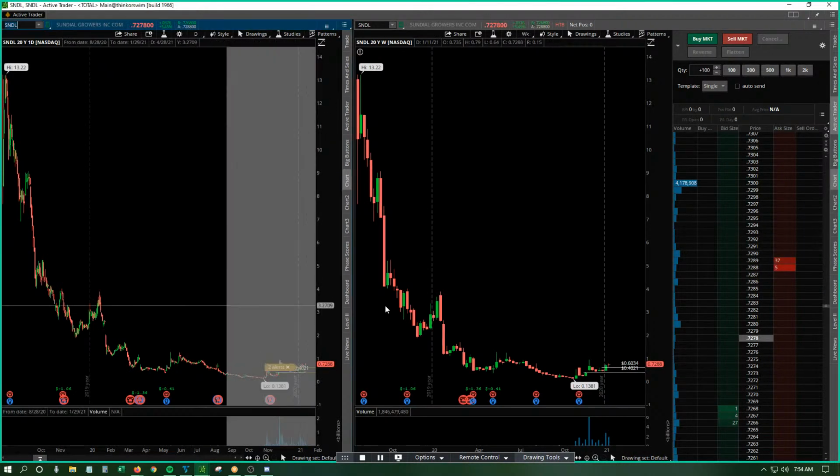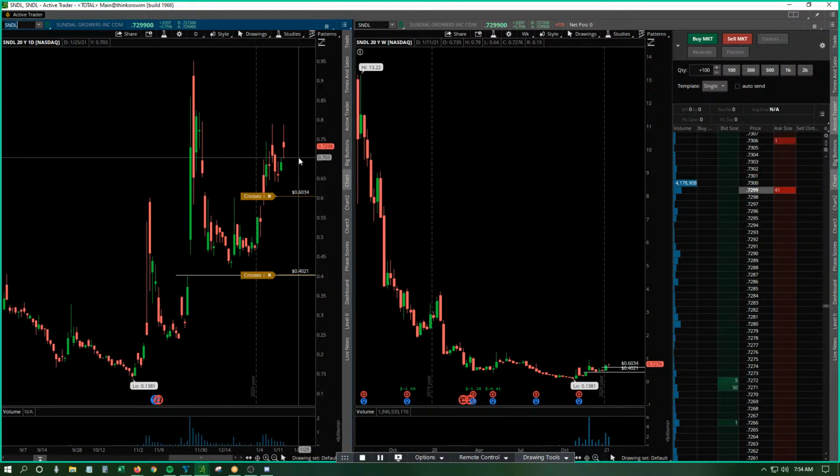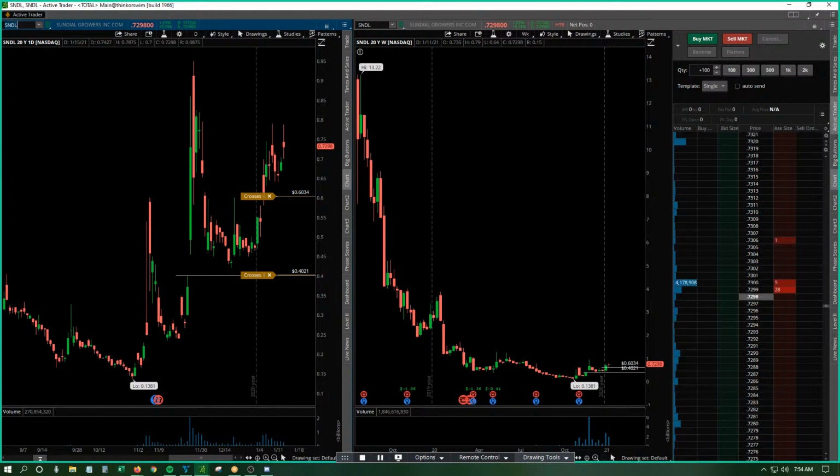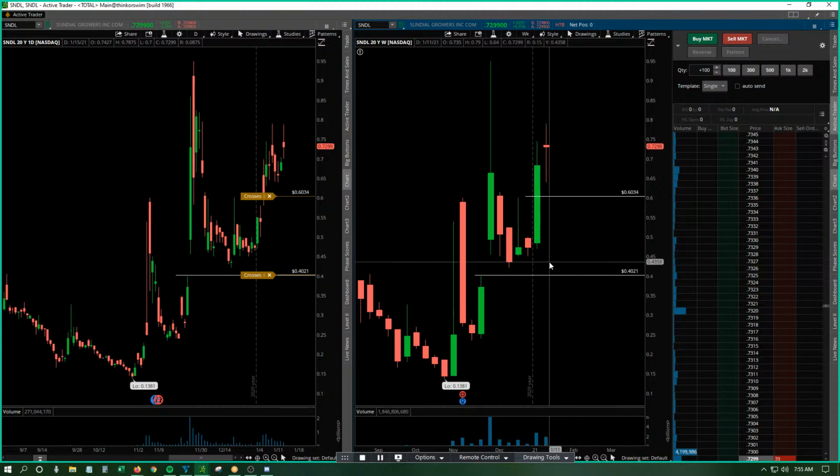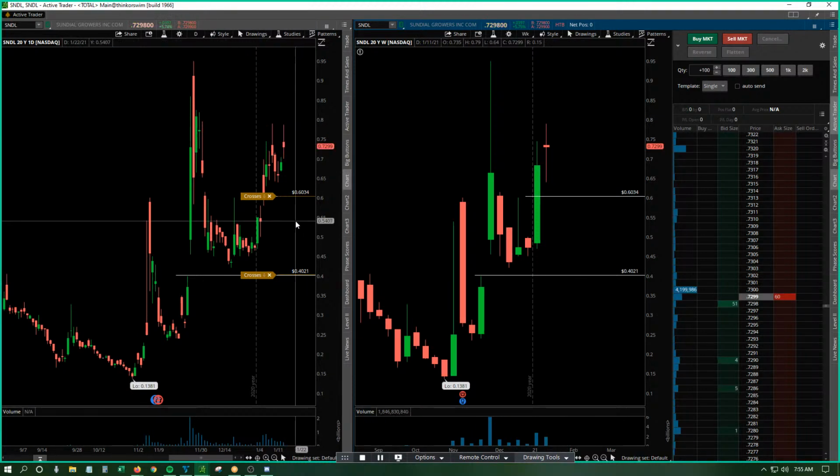This cannabis. That's 270 million shares traded today. What? Sundial Growers, okay. 270 million shares and a whole lot of nothing in terms of movement.